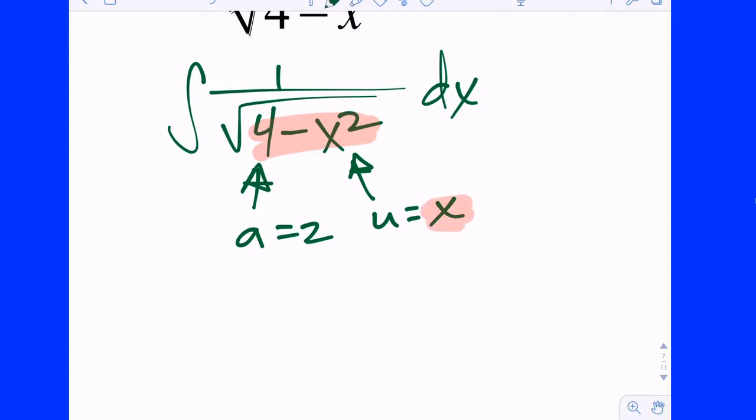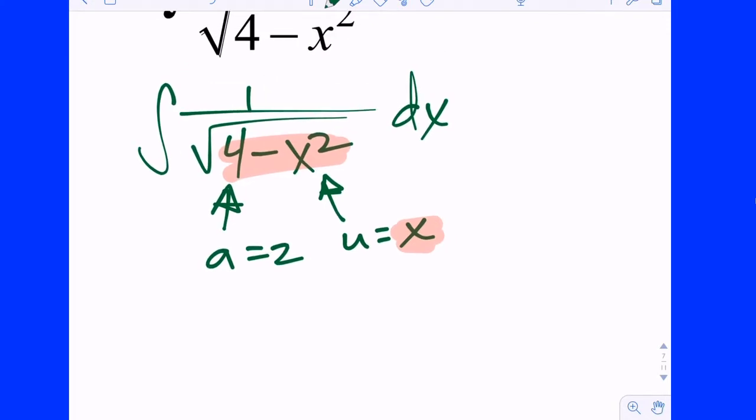Now, you have to check. Don't skip this step. This is like u substitution. You're calling x the blob. What's the derivative of x? 1. Is that the other factor in the problem? Yeah. Are we off by anything? No. We're ready to go.